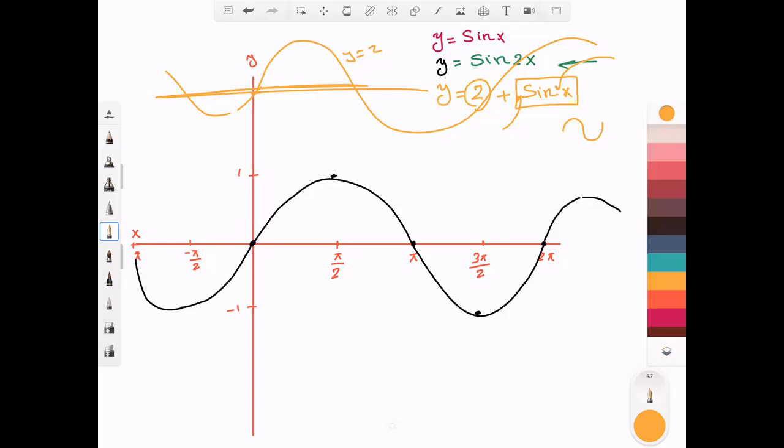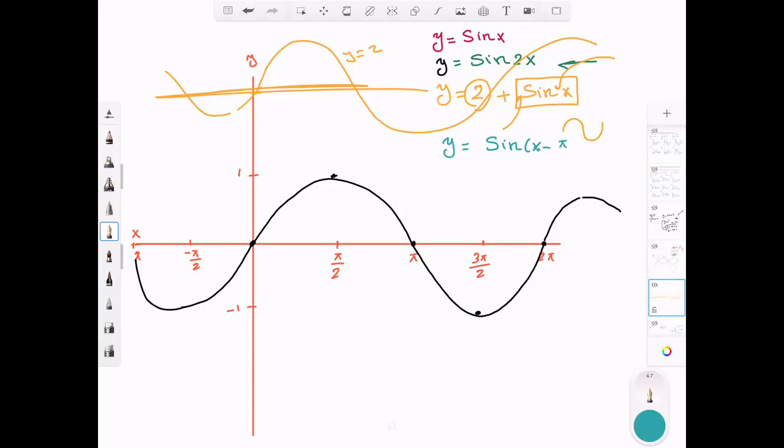Let me make a challenging question for you guys. y equal to sine of x minus pi over 3. Tell me what is the amplitude, what is the period, and graph it.